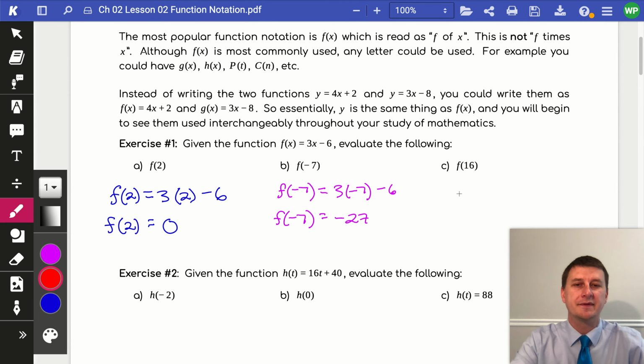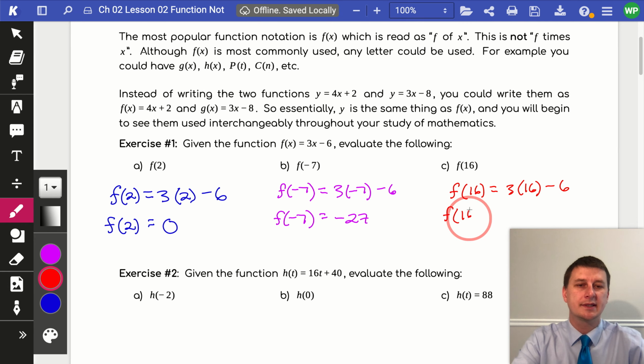And finally, f of 16. So again, wherever we see an x, we're going to substitute in a 16 because that's what's being replaced. Instead of the x, there's a 16. So we're going to have 3 times 16 minus 6. And that will simplify to 3 times 16 is 48, minus 6 is 42. So f of 16 is equal to 42.